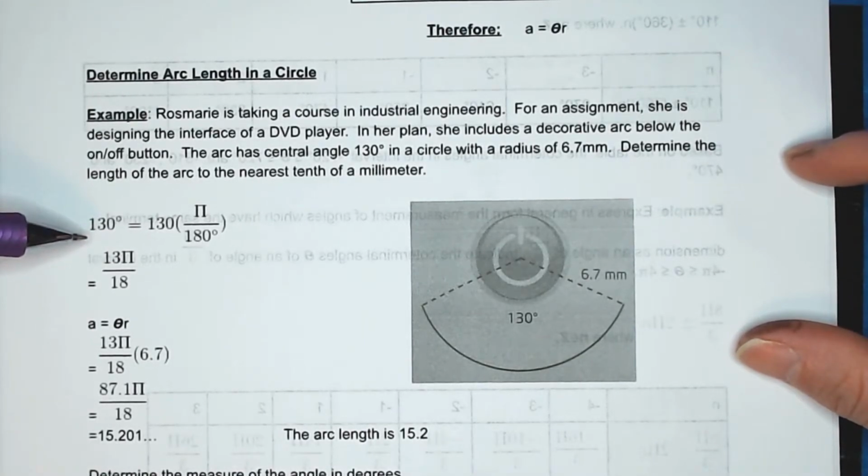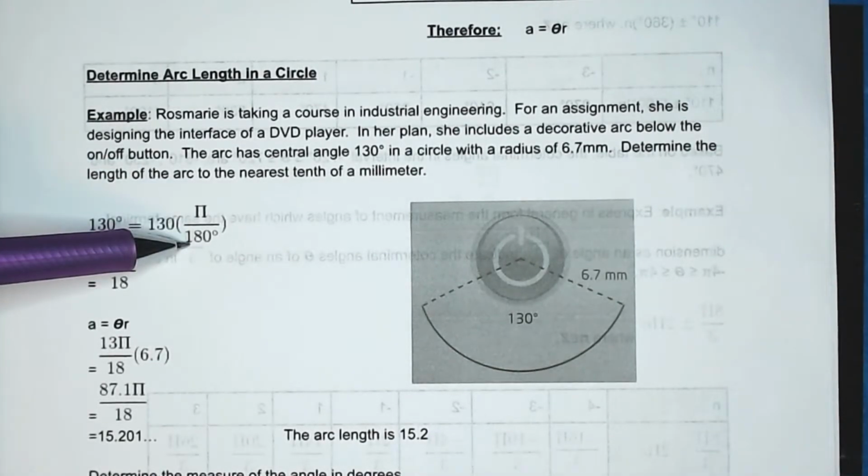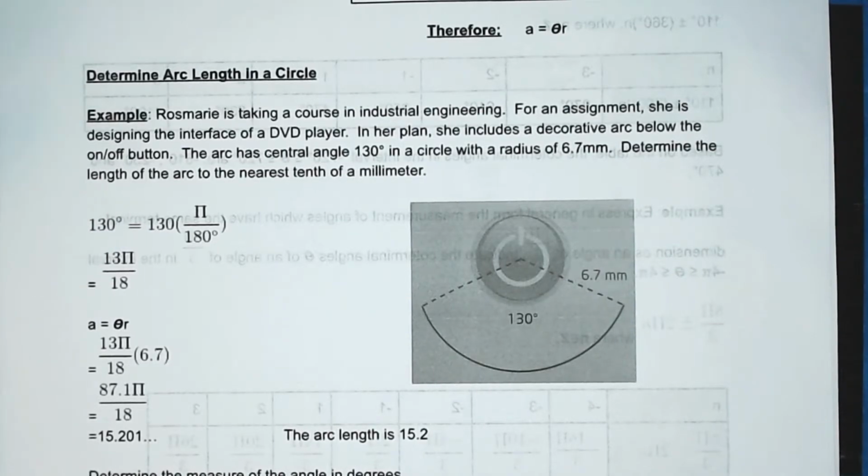So we're given some information and we need to plug it in. We first need to figure out what is the value of theta in radians. So we have 130 degrees is equal to 130 times pi over 180. And that leaves us with 13 over 18 pi. And that's a perfectly fine answer. We can work with that.